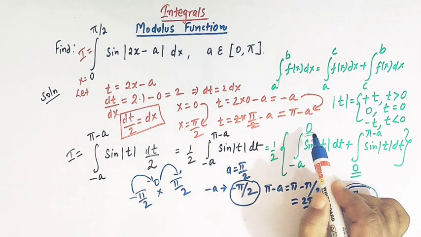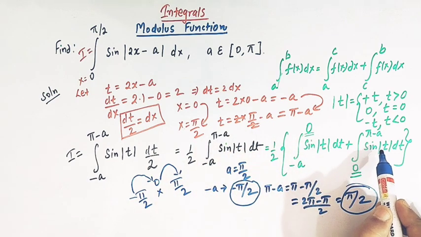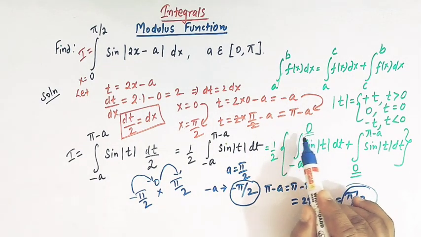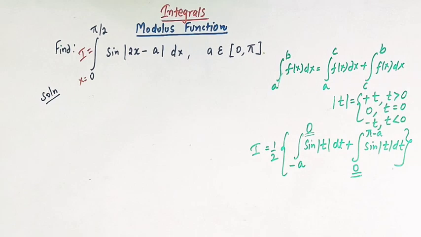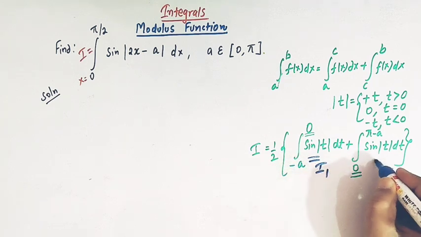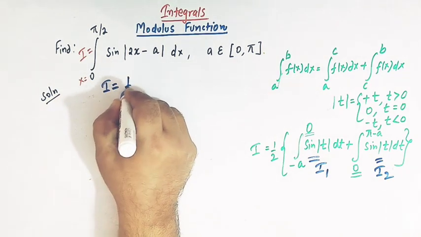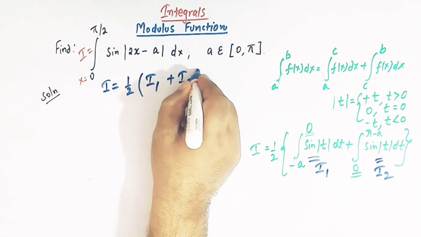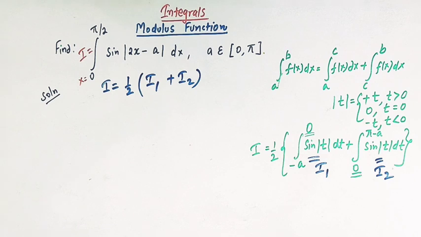right? So that's why we have written this interval as a sum of two integrals, and 0 is the point where we have split this integral into two parts. So now let us take this integral as I1 and this integral as I2, right? So I is now equal to half, and we have I1 plus I2, right? So we'll separately solve I1 and I2.